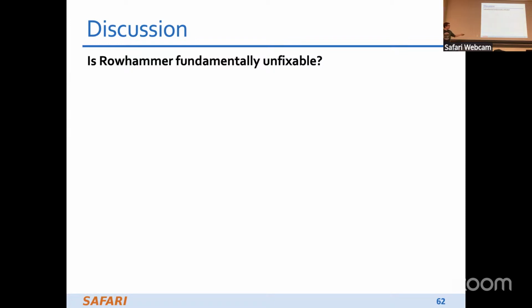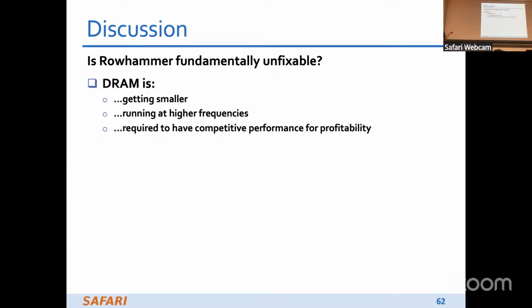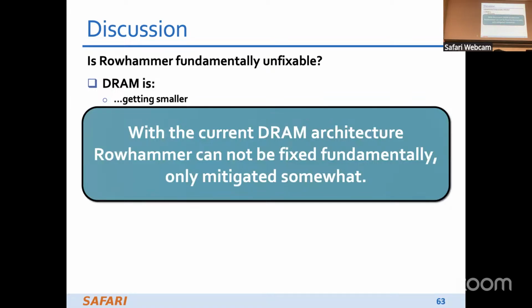Okay, so my thoughts on this are that DRAM is getting smaller. It's running at higher frequencies. It's required to have competitive performance for profitability. So all the mitigations that impact performance could also always impact sales. And thus, my conclusion is that with the current DRAM architecture, it can fundamentally not be fixed. It can be mitigated, but if we want to truly fix it, we would have to come up with a completely different memory architecture that just doesn't have this issue. Because current DRAM, the way it works, will always be vulnerable to these electrical hardware phenomena.